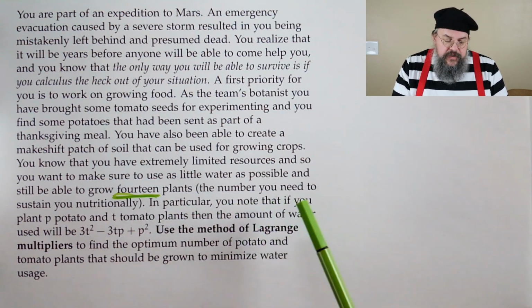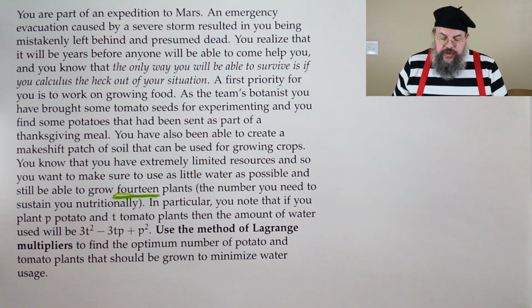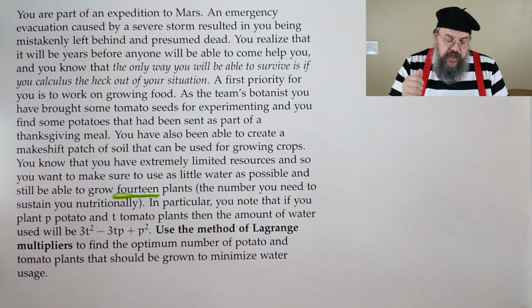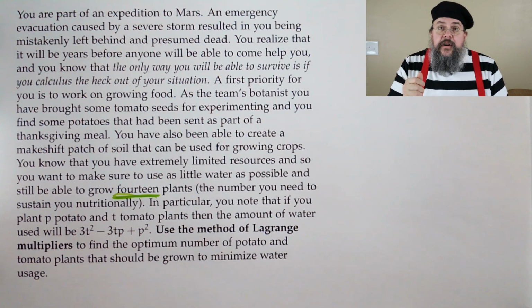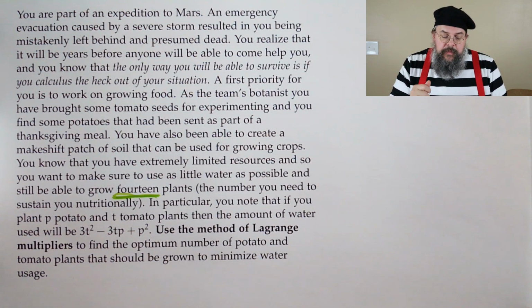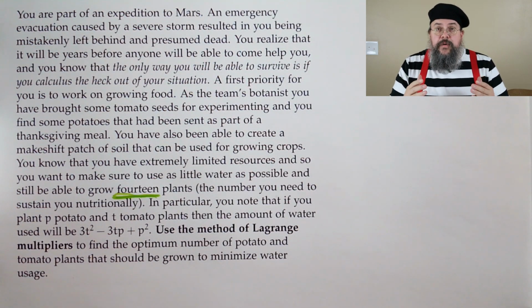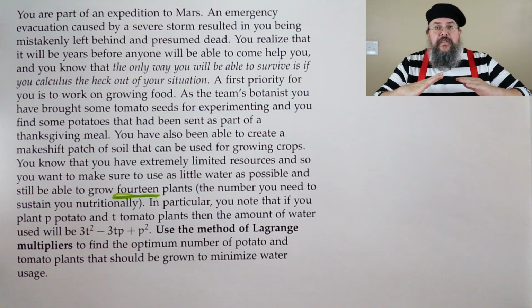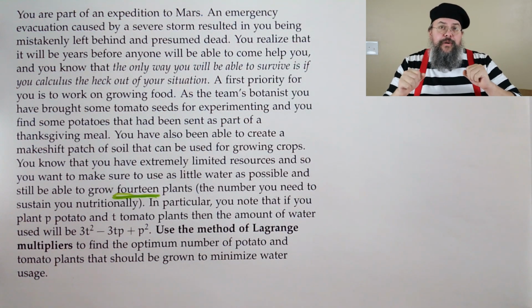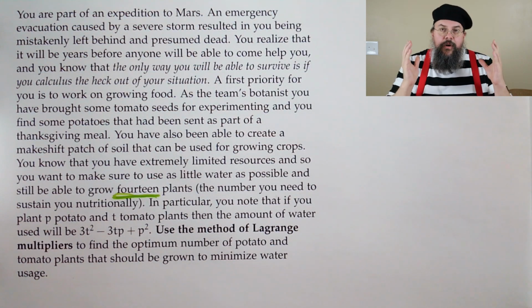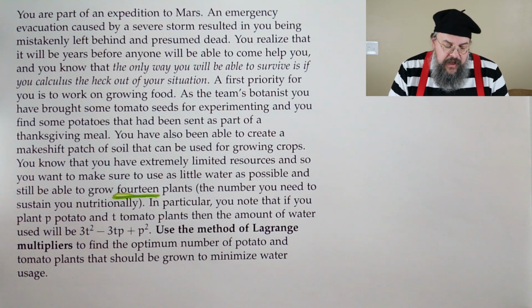So why 14? Well, that's the number you need to sustain you nutritionally. In particular, you note that if you plant p potato and t tomato plants, then the amount of water used will be 3t squared minus 3tp plus p squared. Kind of like that minus 3tp says there's some benefits to growing both simultaneously. So that, if you grow them combined, it takes a little bit less water than if you were to go wholeheartedly into one kind.